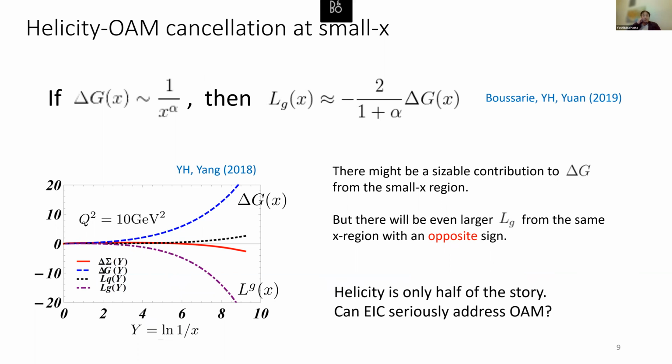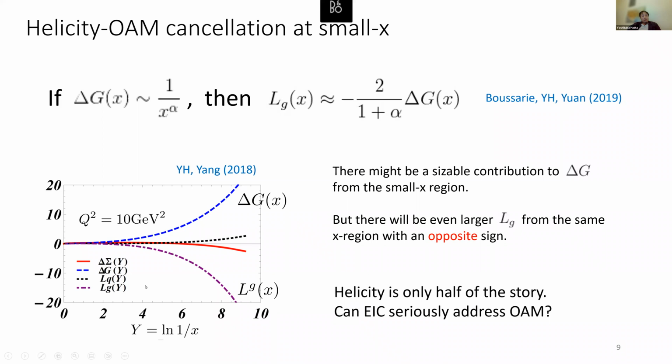This is work that I've done with Feng. If delta G of x goes like 1 over x to some power alpha, where alpha is between 0 and 1, then under fairly general assumptions, one can show that the orbital angular momentum of the gluon goes like minus a coefficient, larger than 1, times delta G, and there is this crucial minus sign in front. So if you go to the small x region, then orbital angular momentum and the helicity cancel each other.